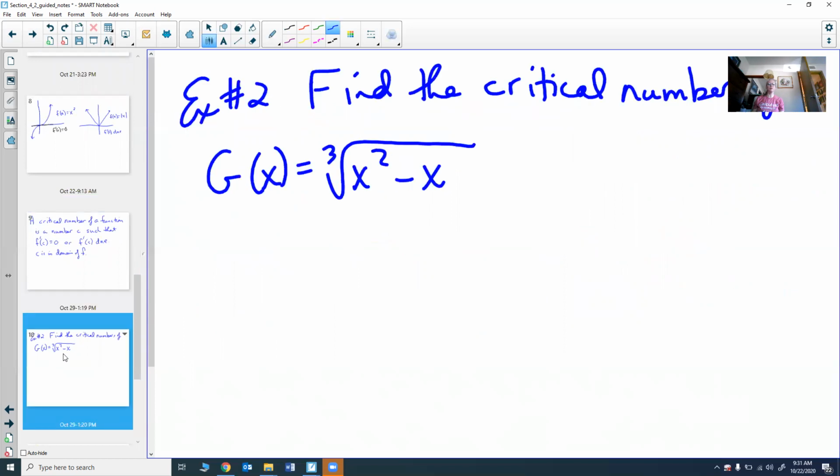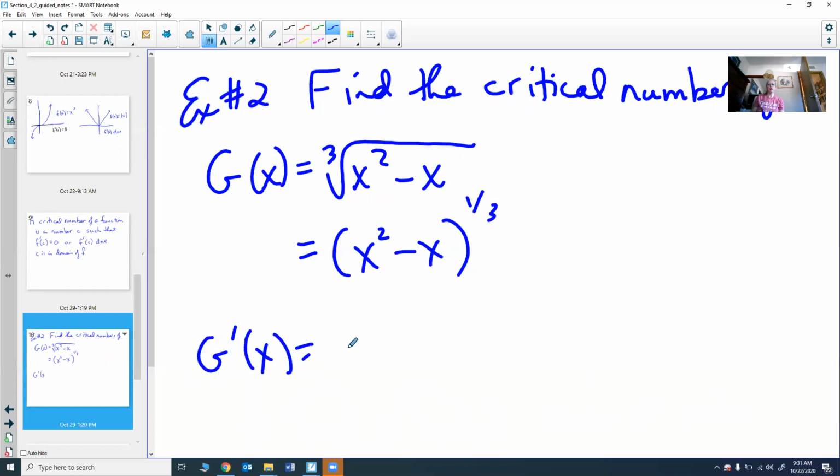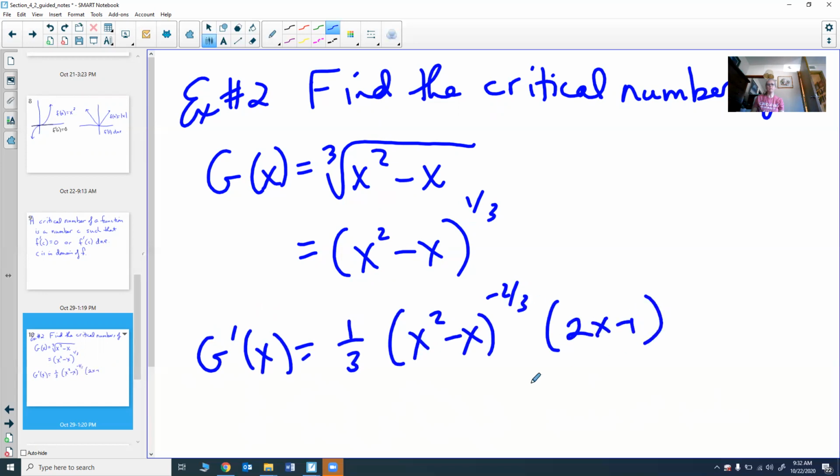So let's find the critical numbers of g of x equals the cube root of x squared minus x. So first off, I don't like writing cube roots. Let's write this in exponential form. So it's x squared minus x to the 1/3. And then we can find the derivative. So take the derivative of the outside, 1/3 times x squared minus x to the negative 2/3. And then the derivative of the inside would be 2x minus 1.